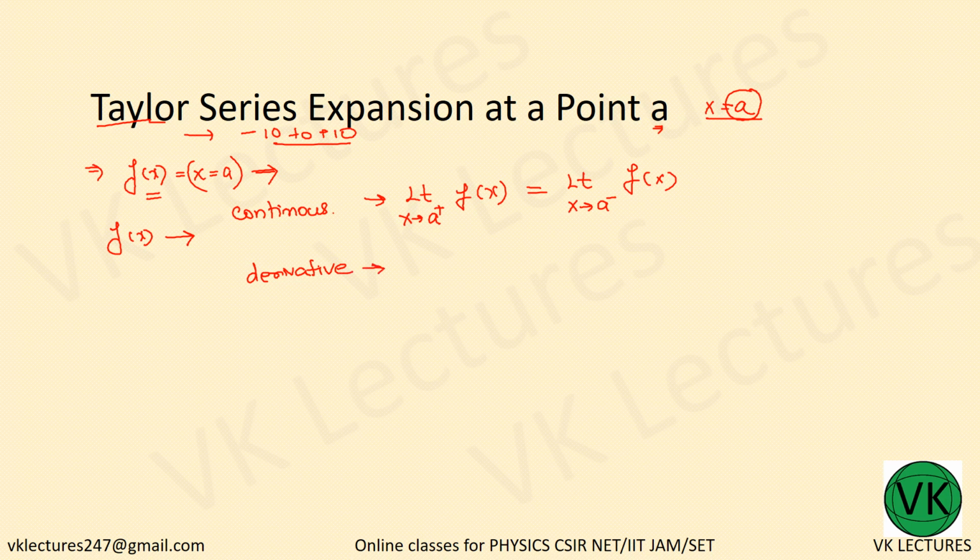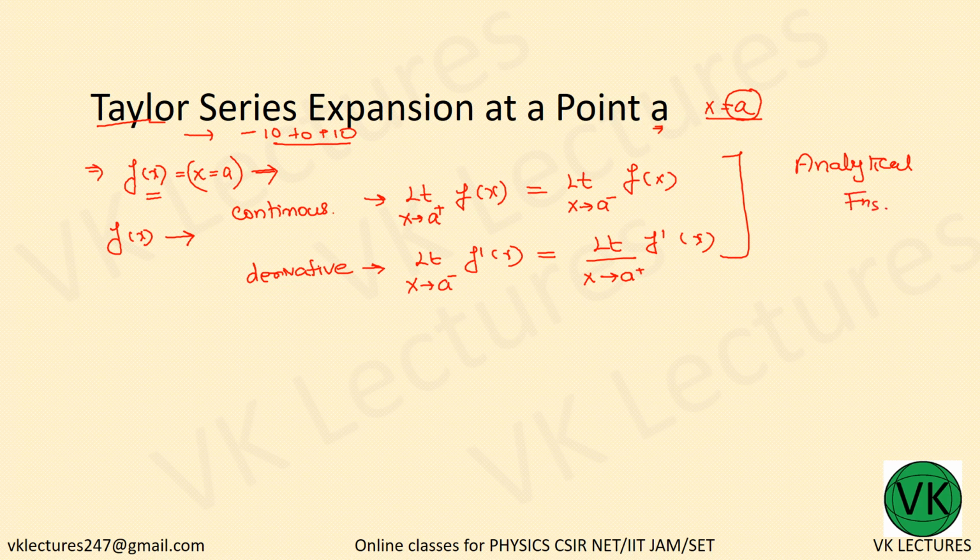The derivative should be there. That means limit x tends to a minus f dash of x should be equal to limit x tends to a plus f dash of x. These two conditions must be followed. Now these are similar to analytic functions in complex numbers. It is very important. Analytic functions. Okay. From analytic functions, usually 5 plus 3.5 marks, two questions will come, one from part C and one from part B.